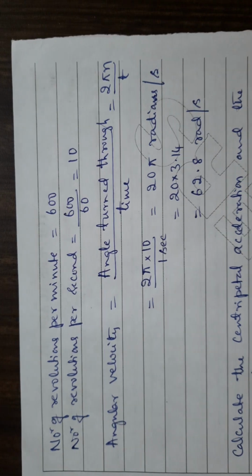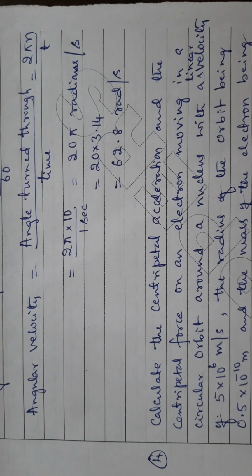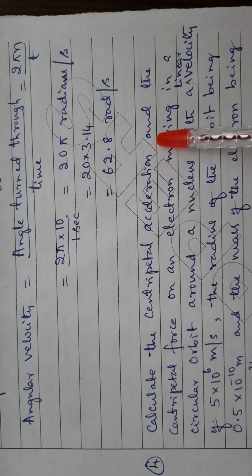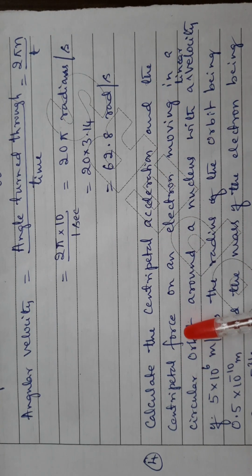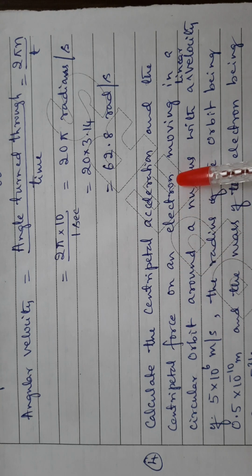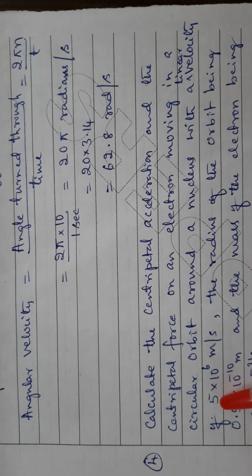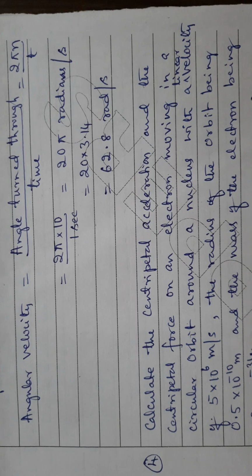Okay, let us go to the fourth problem here. The fourth problem says: calculate the centripetal acceleration and the centripetal force on an electron moving in a circular orbit around a nucleus with a linear velocity of 5 × 10^6 meter per second. The radius of the orbit being 0.5 × 10^-10 meter, and the mass of the electron is to be taken as 9.1 × 10^-31 kg.